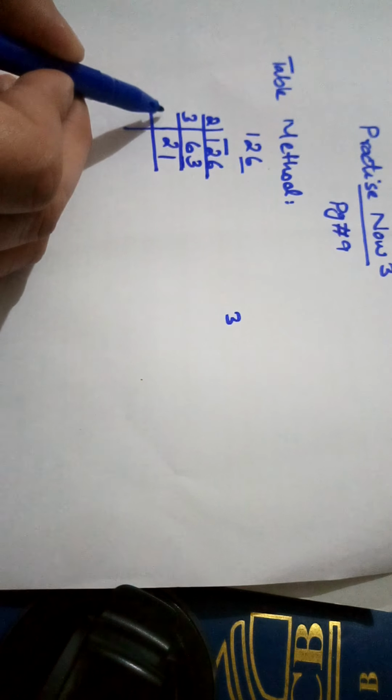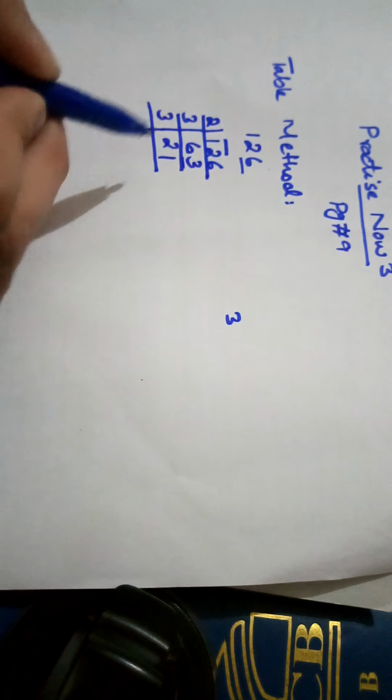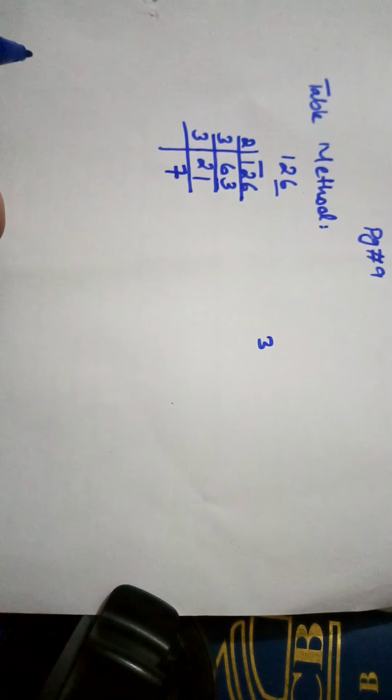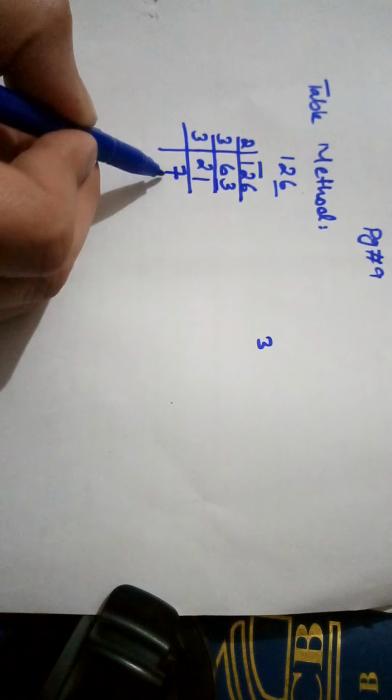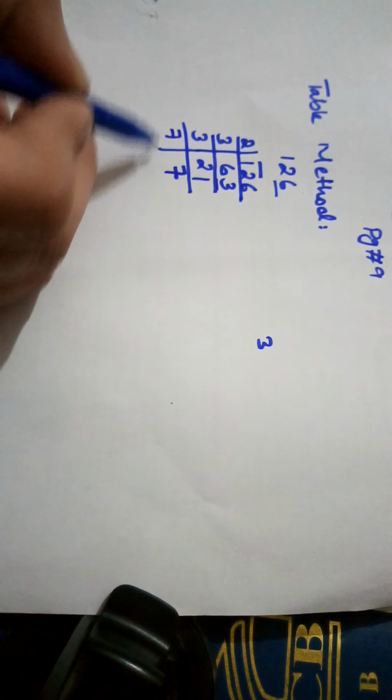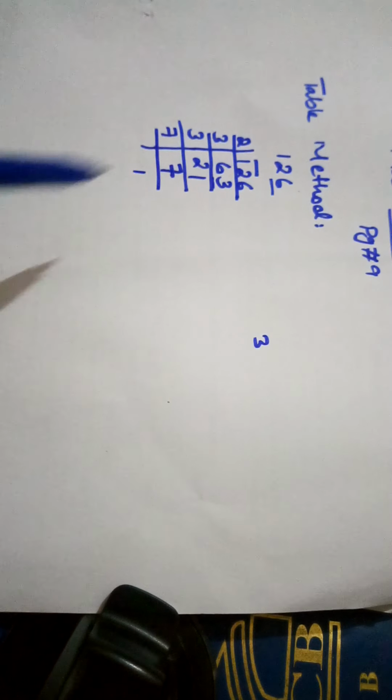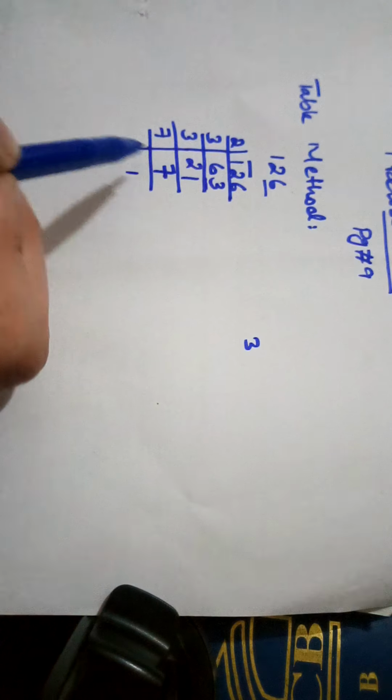So we divide it again by 3. 3 sevens are 21. Now we are left with only one digit, that is 7. Dividing, 7 ones are 7. That is the prime factorization of 126 by the table method.